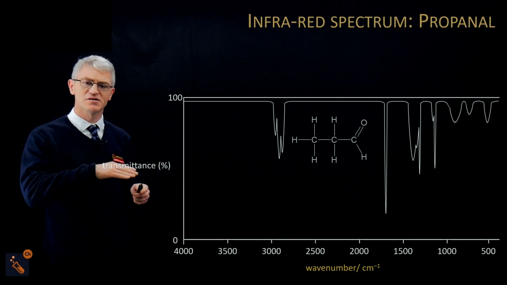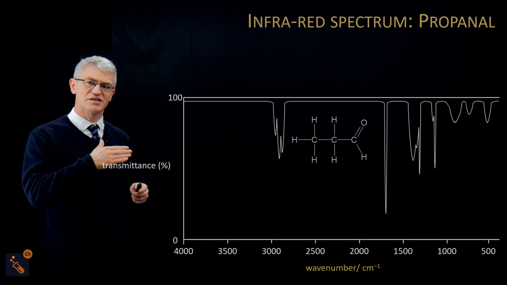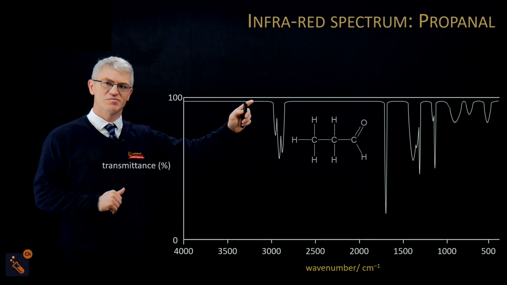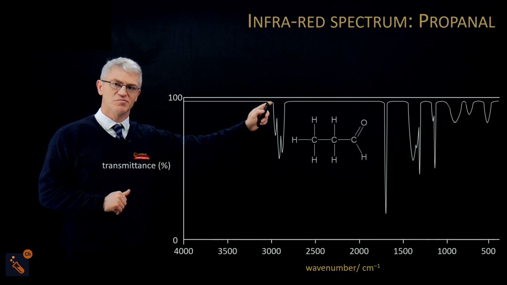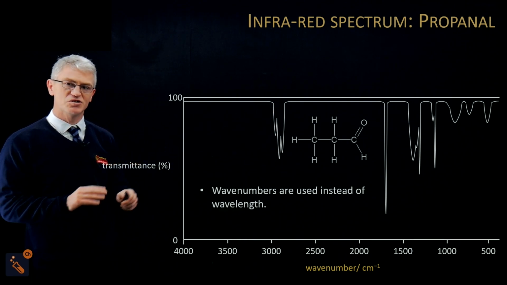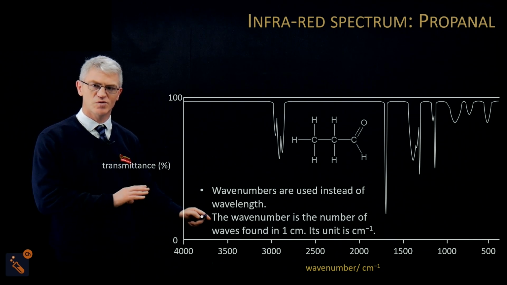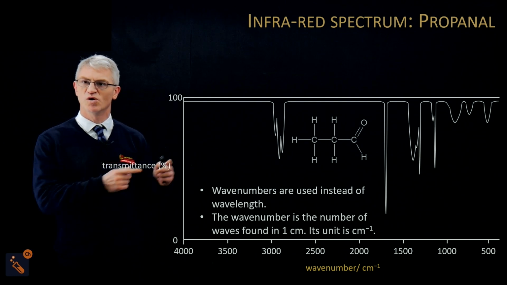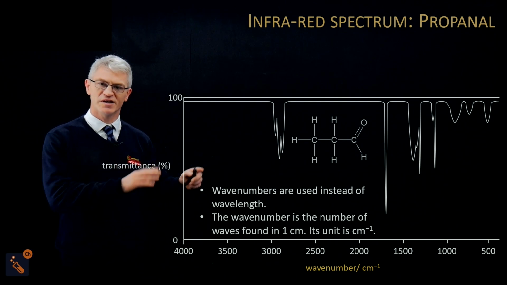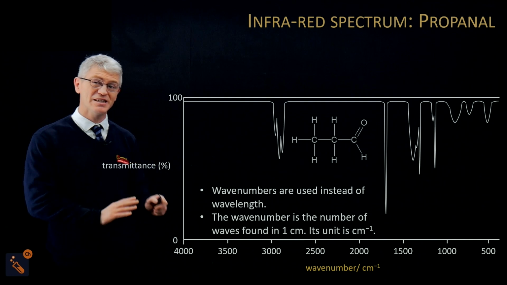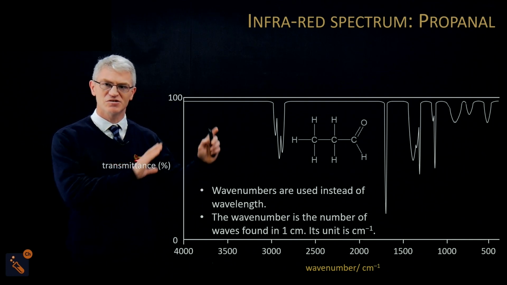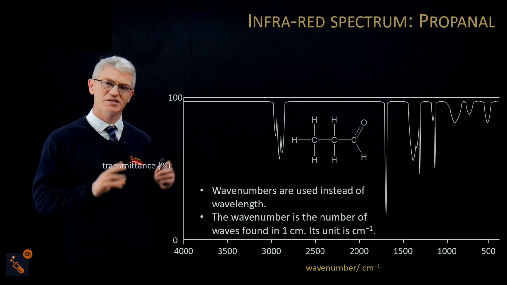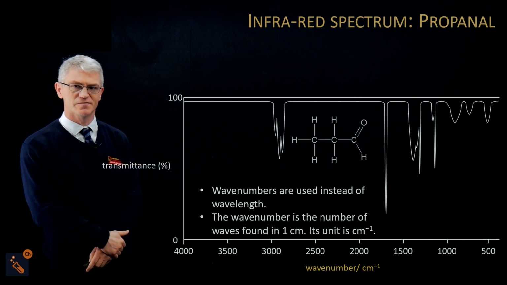We have transmittance, and transmittance basically just tells you how much infrared is actually absorbed. So if 100% is transmitted, then we must be absorbing some here. Now, we use wave numbers instead of wavelength. Wave numbers are the number of waves found in 1 centimetre. So you calculate it just by doing 1 divided by the wavelength. Okay, but again, you don't need to really remember that. You just need to analyse the spectrum itself.